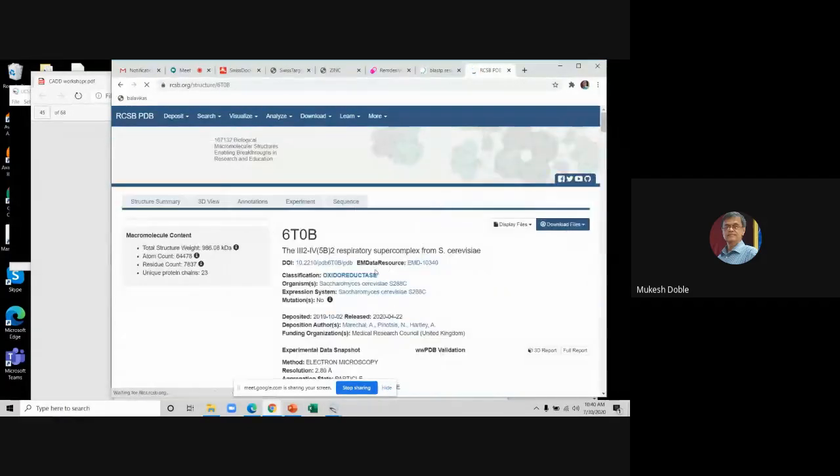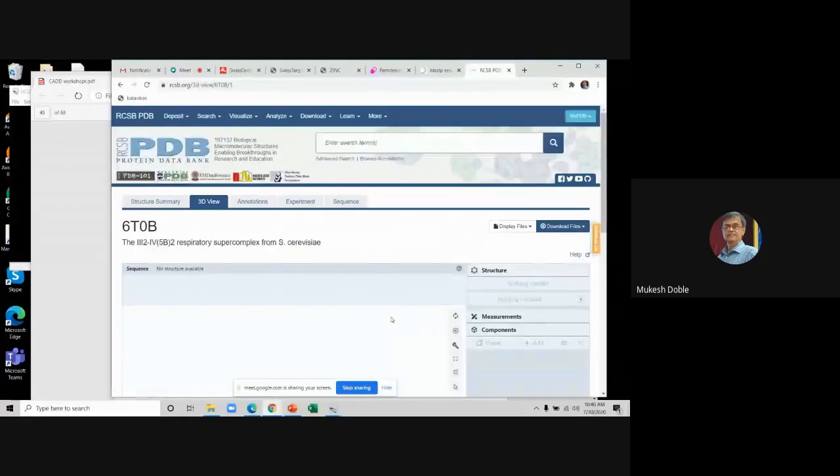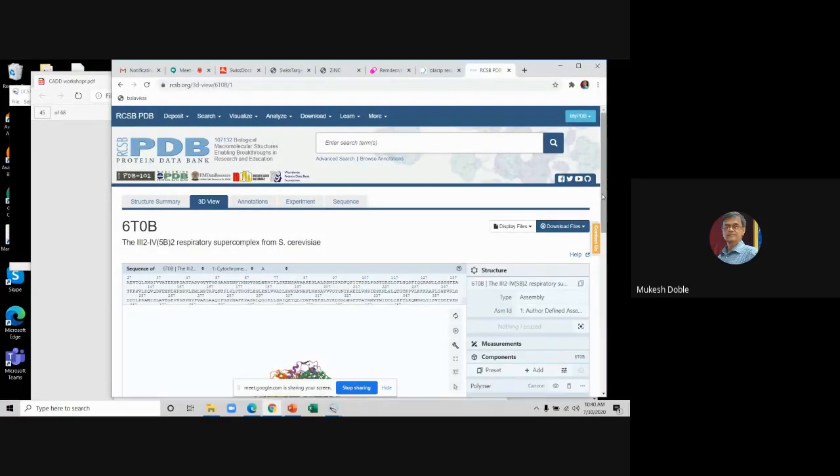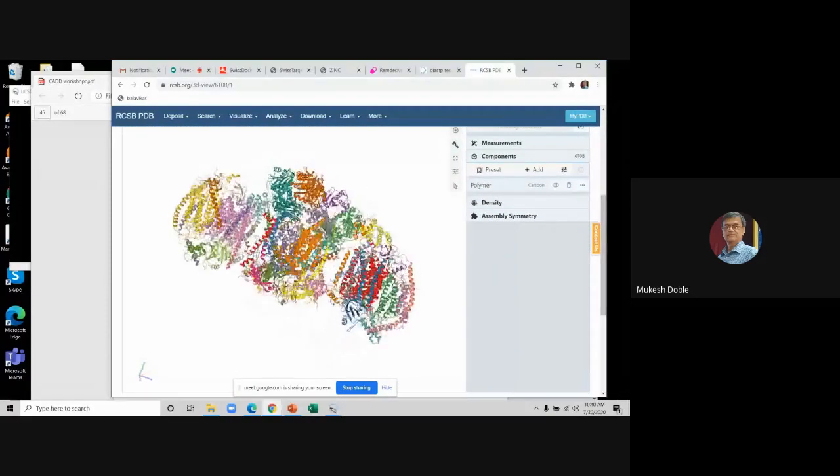The beauty of this database is that it also tells you who deposited it and whether there is any corresponding publication. So you can go back to that publication, read the paper, and get an idea about the research through which this particular sample was taken and through which the 3D structure of this protein was determined. So this is the protein.